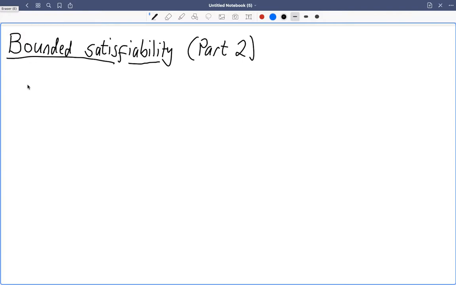This is part 2 of lecture 6 of Logika računalništvu. In the first part, we looked at the bounded satisfiability problem in predicate logic and how it could be reduced to the ordinary satisfiability problem in propositional logic. So if we have a bounded satisfiability question in predicate logic, we can translate it to a SAT problem in propositional logic and submit it to a SAT solver.